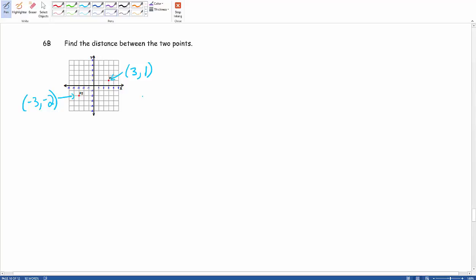Now that we've identified which point is which, we can go ahead and use our distance formula to identify our distance. So d is equal to the square root of our x2 minus our x1, quantity squared, plus our y2 minus our y1, quantity squared.